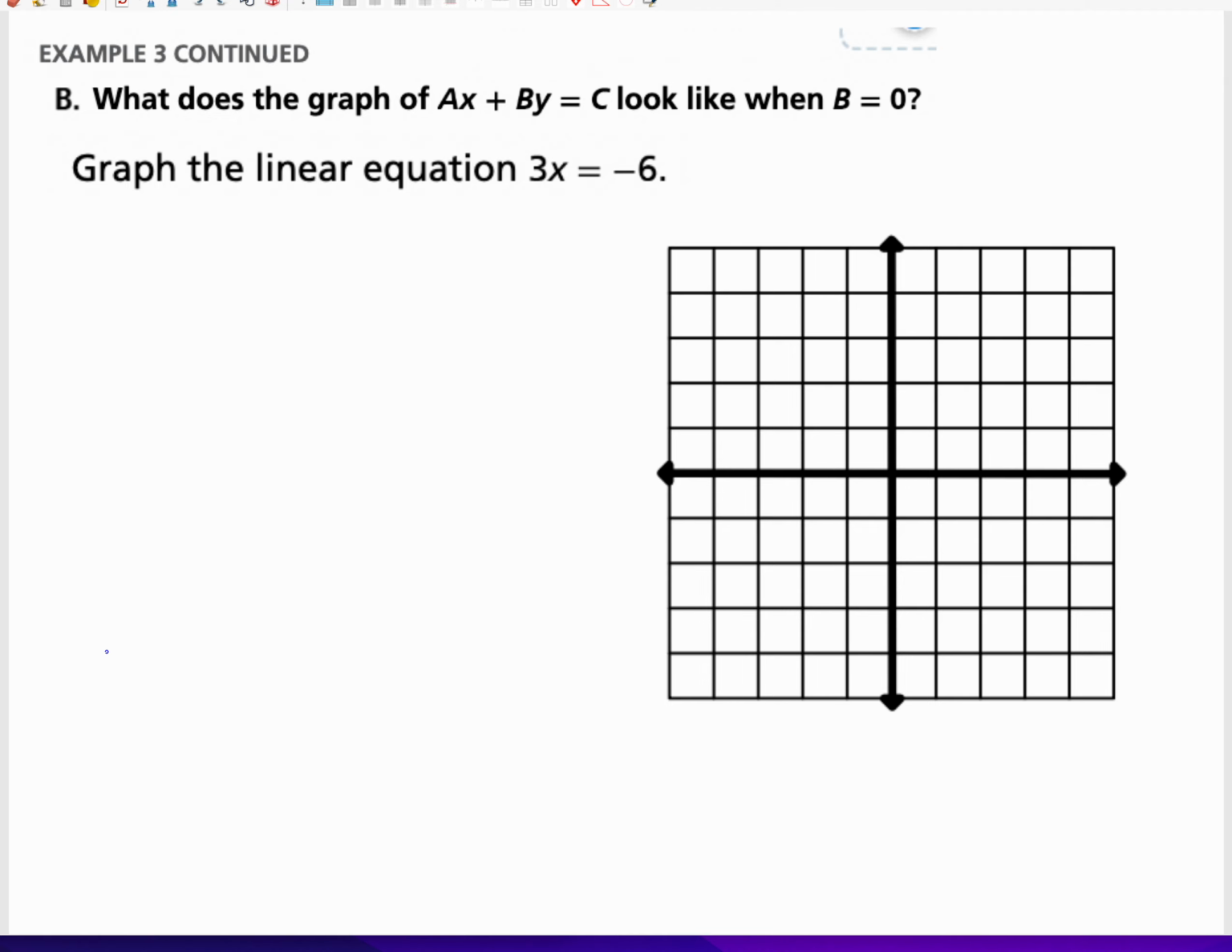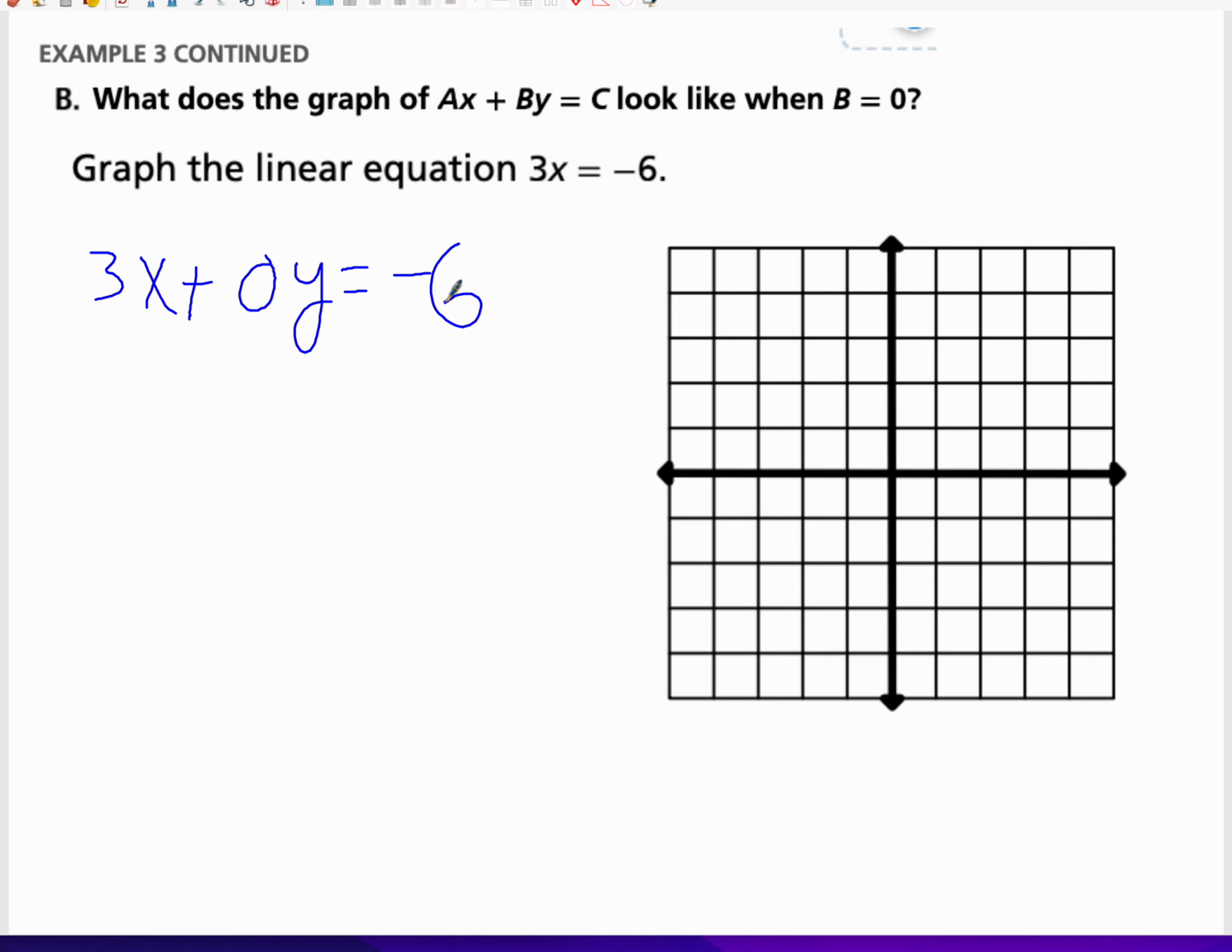Now, we know what happens when we take the a value to 0. What's going to happen when you take the b value to 0? So 3x plus 0y equals negative 6. What kind of line is this going to be? It's going to be straight down.